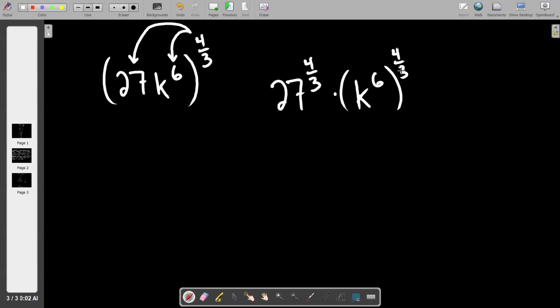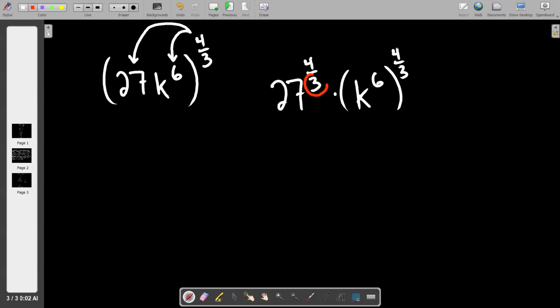First off, no negative exponents, so this answer is going to be all top, right? No one's going downstairs this time. So what is quickly 27 to the 4/3? It's 81, nice and quick. Let's talk about why that is.